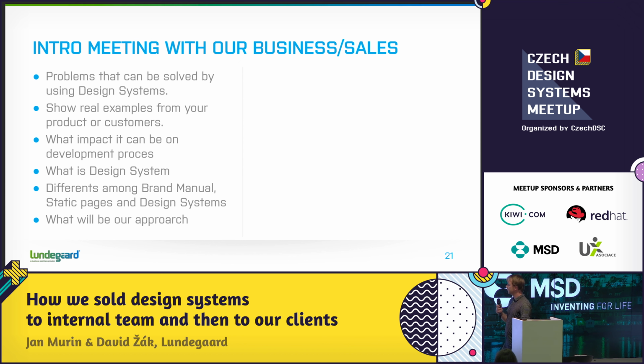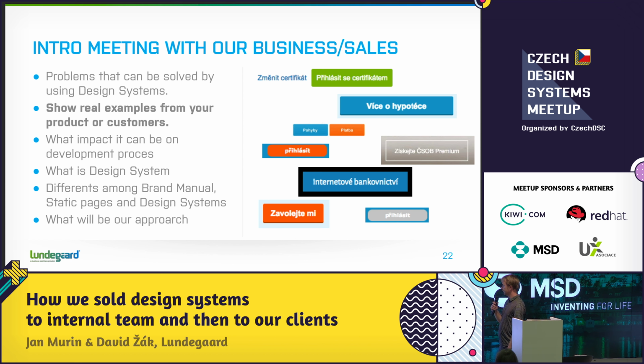Then maybe the most important thing is to introduce it to the business people or sales. You have to avoid being too abstract, because they don't have the time or knowledge to understand deeply what's going on. So show them on your page or application where there are some inconsistencies, like here, where you have about 5 or 6 different buttons on one page.